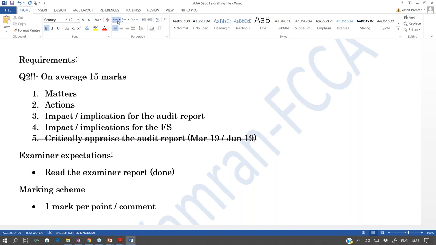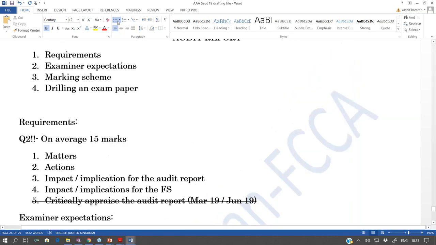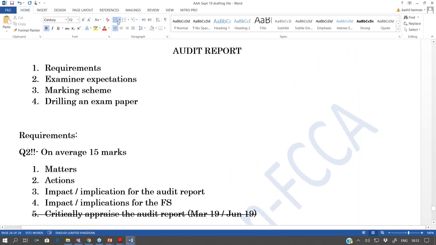Okay, now that's reading the structure. Does everyone know the types of requirements which come on a reporting question? Matters, actions, impact on the audit report, and the impact on the financial statements. Does everyone know the expectations of the examiner? And is everyone now aware of the marking scheme? So that's the first thing done. We now need to start with the drilling of the exam paper because we will be learning so many things from the drilling process.